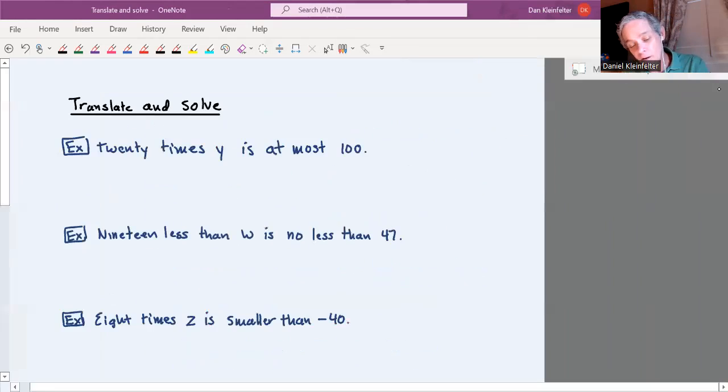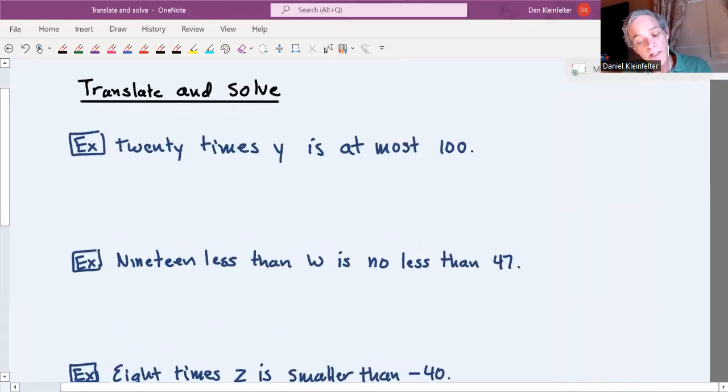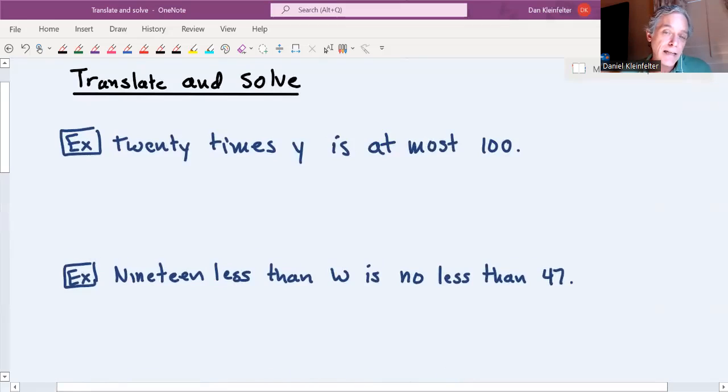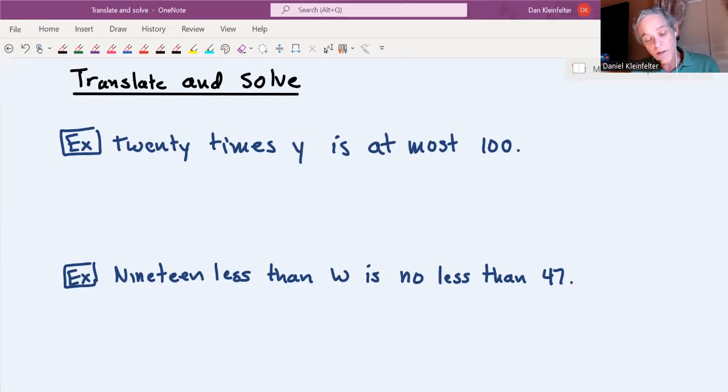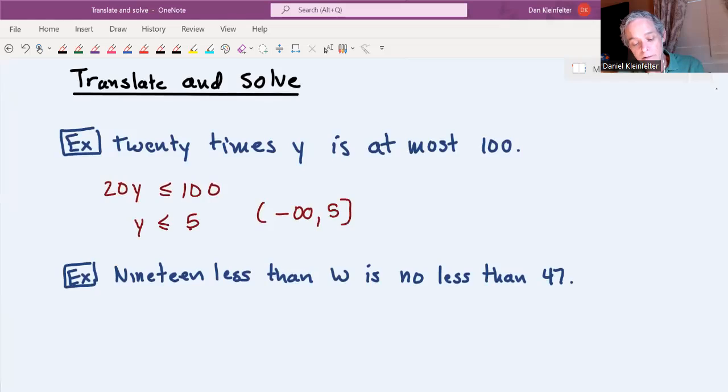All right, in the last part, we are almost done here. In the last part, we're going to be translating some inequalities from English into math and then solving. Okay, so here it says 20 times y is at most 100. So at most would be anything up to or including less than or equal to 100. At most is up to and including less than or equal. So we'll divide through by 20. Y is less than or equal to 5. In interval notation, negative infinity up to and including 5.